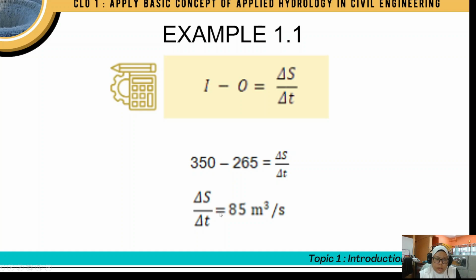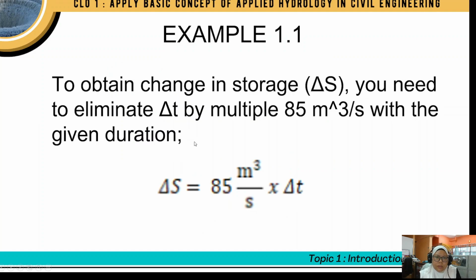But the intended question wants delta S only. So if you want the value of delta S, you must eliminate delta T first. So to obtain the change in storage, delta S, you need to eliminate delta T by multiplying 85 m3 per second with the given duration. Before this, delta S was divided by delta T, but if we transfer delta T to the other side of the equation, 85 m3 per second should be multiplied with delta T.